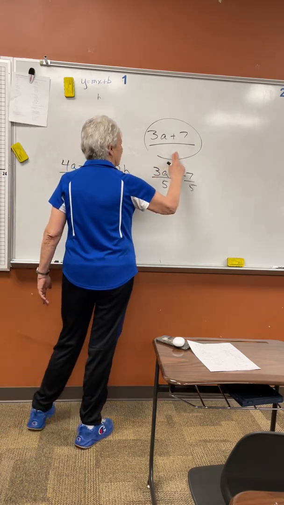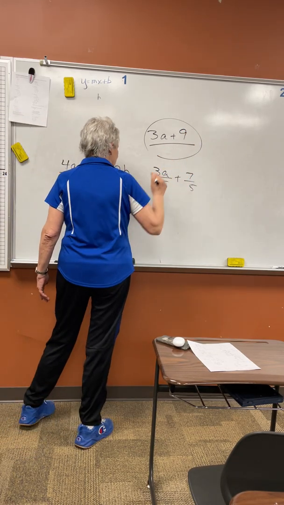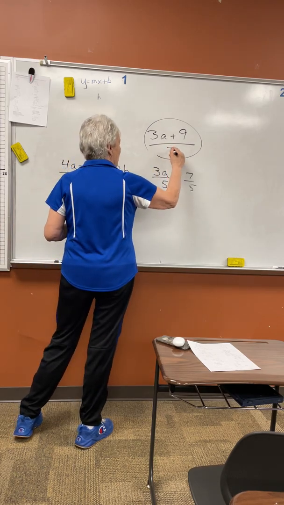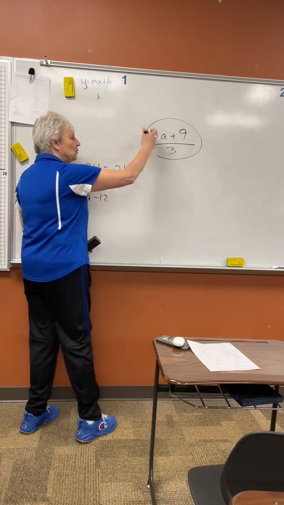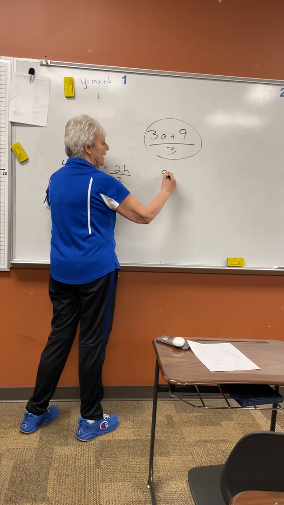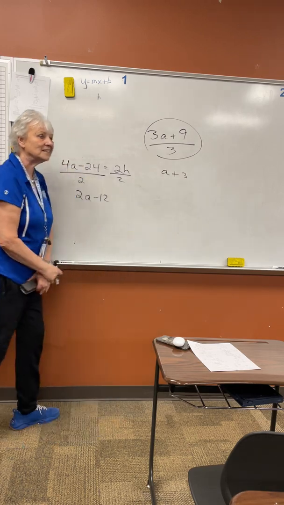But if it's this, then that will not be a choice. That is divisible both ways, so that would be a plus 3.